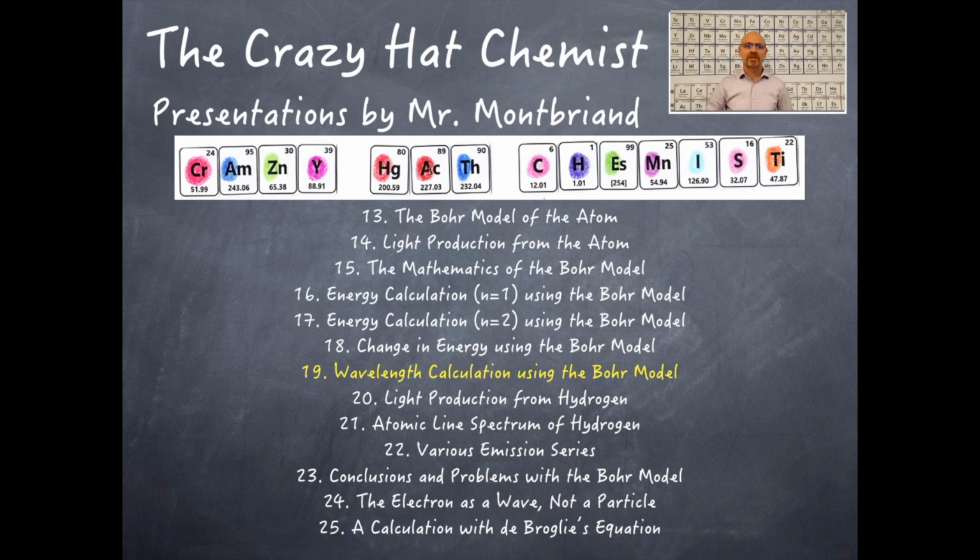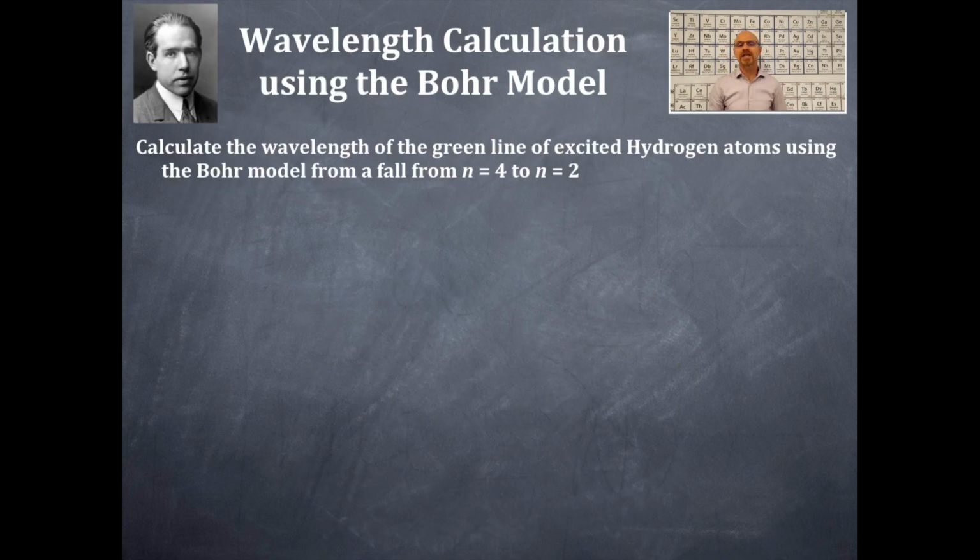So today we're doing another video here on atomic structure and electron configuration. So let's get moving. Bam! We're going to calculate the wavelength using the Bohr model, and we're going to calculate a specific wavelength here today. So I'm going to read the question.